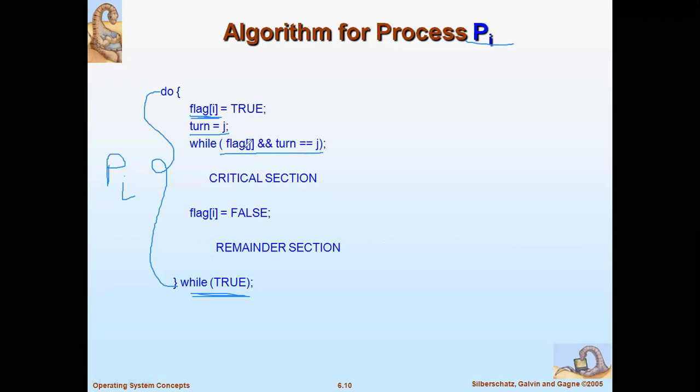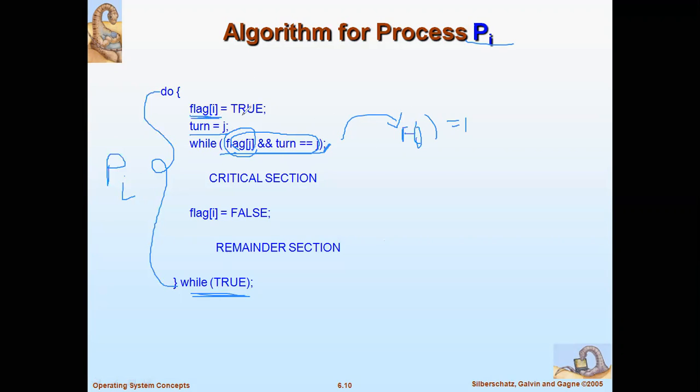Pi will check if J is also interested. As I said, flag is used to check if the other process is interested. If J is actually interested, then it would have set its flag to 1. So if J is also interested and turn is also given to J, then Pi will allow J to be in its critical section. Here you have a semicolon, which means if this while condition is true, it keeps looping. That means process J will get a chance to execute in its critical section, so Pi will wait until J finishes.